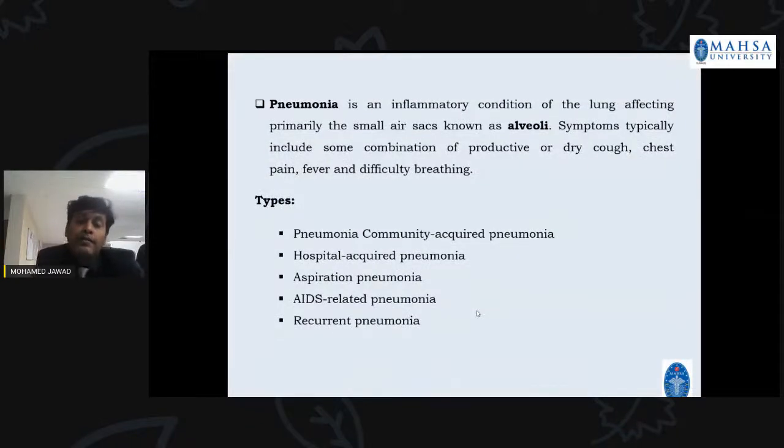Now pneumonia. By the way, yesterday was World Pneumonia Day. Every year, millions of people die due to this disease. It is the world's leading infectious killer of children under 5 years, and people most prone to it are those below 5 years old and above 65 years old. Mainly these two extremes of age account for most deaths.